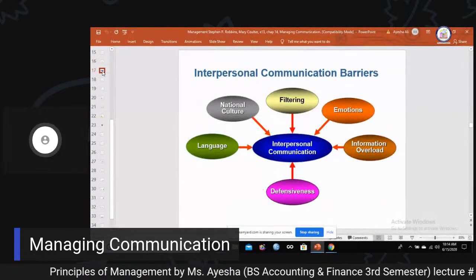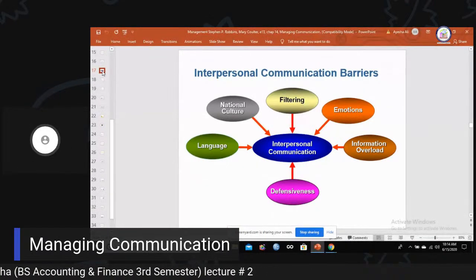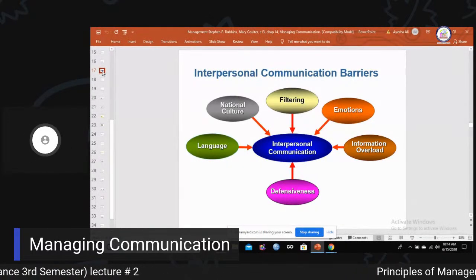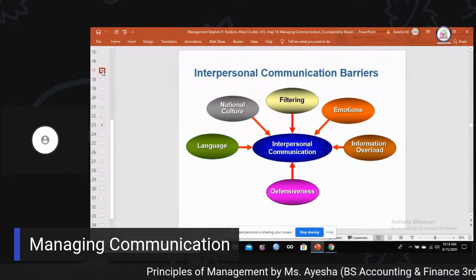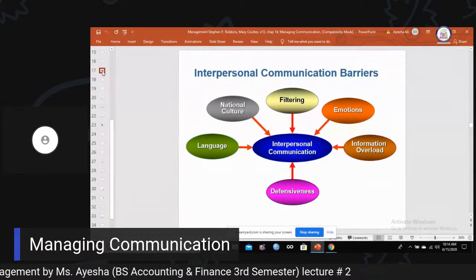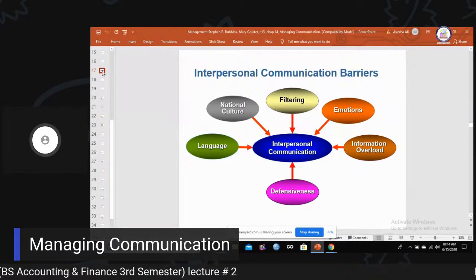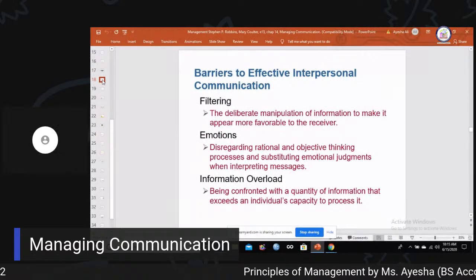Then we have interpersonal communication barriers, in which we have so many things. The first one is filtering, the second is emotions, the third is information overload, the fourth is defensiveness, and then we have language and national culture. One by one we will discuss them in our slides. The first one is filtering.